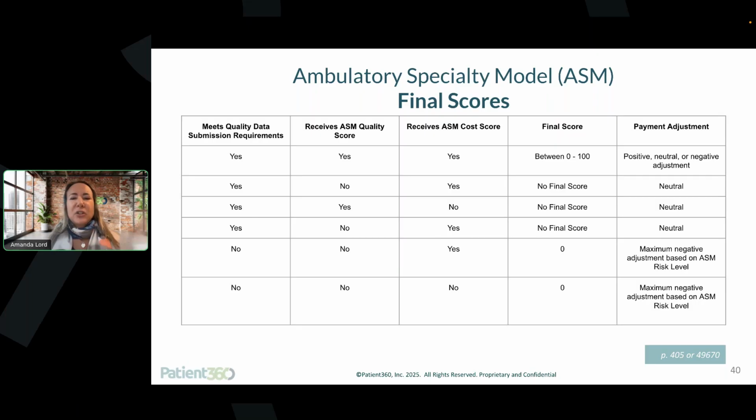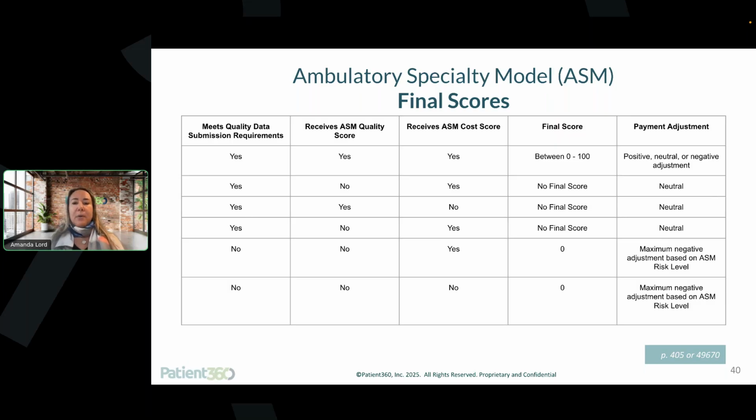Well, how does that actually happen though, right? So it would be possible that you don't receive a score for quality if the measures either don't have benchmarks or if they don't meet the required case minimum of 20. So if you don't have enough patients. Remember, we talked about that case minimum before. Similarly, it's possible to not receive a score for the cost category if you don't meet the 20 patient case minimum for that one as well.